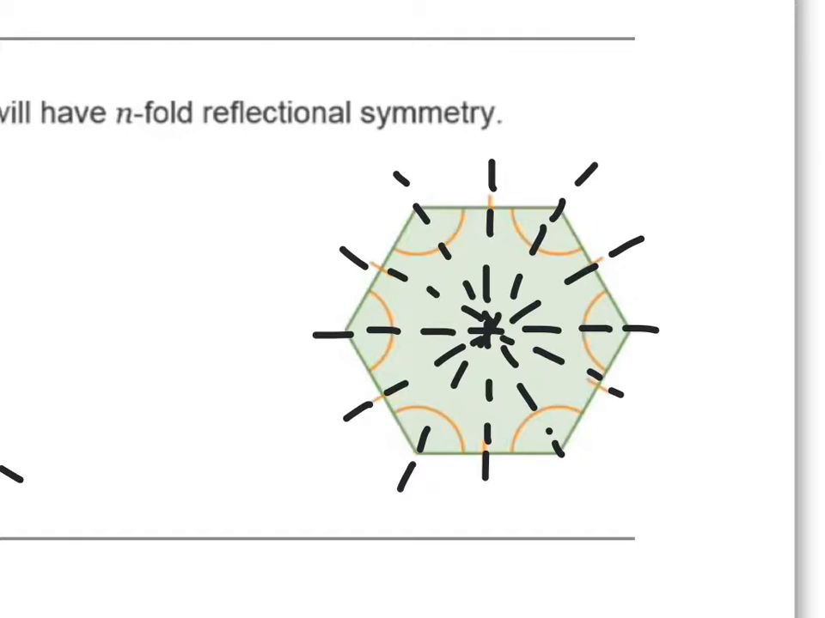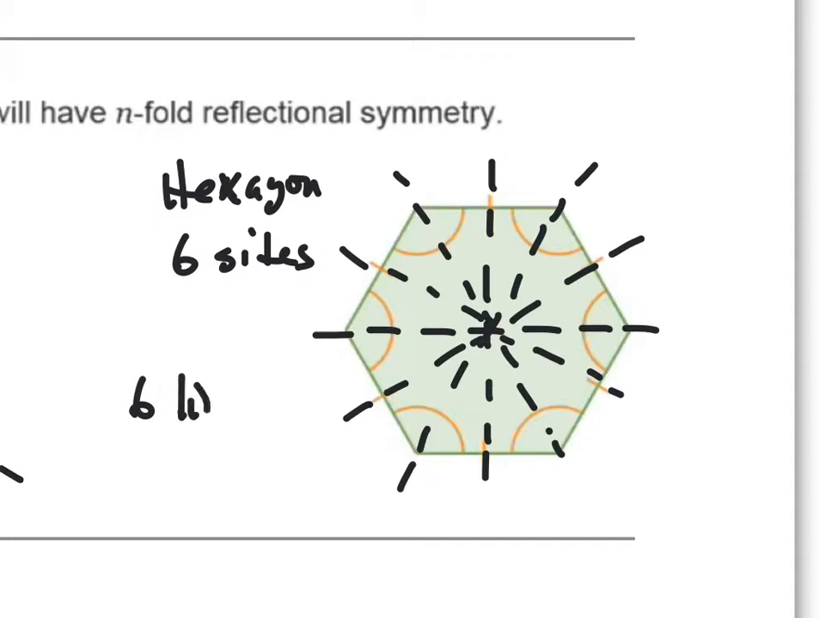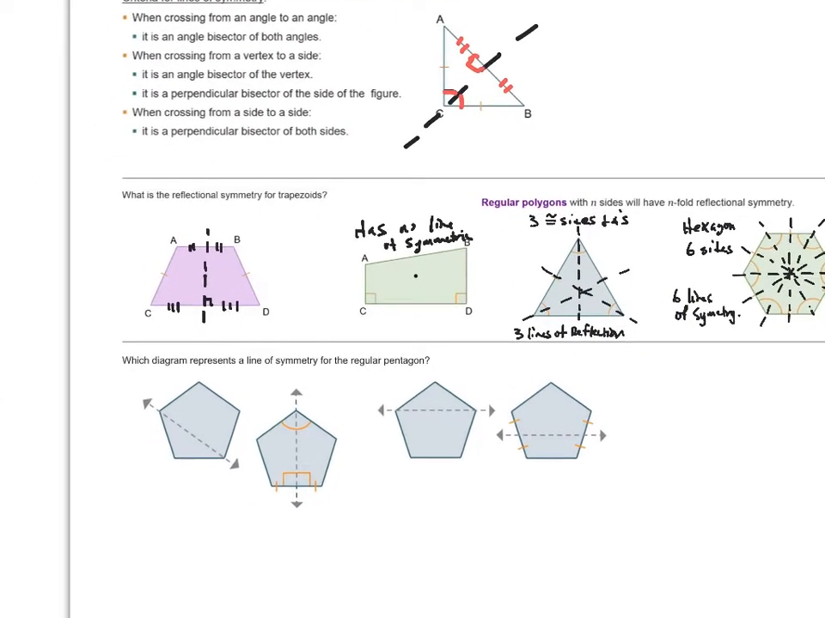So this is a hexagon, which means it has 6 sides, which then leads us to the idea that we have 6 lines of symmetry. And that's it.